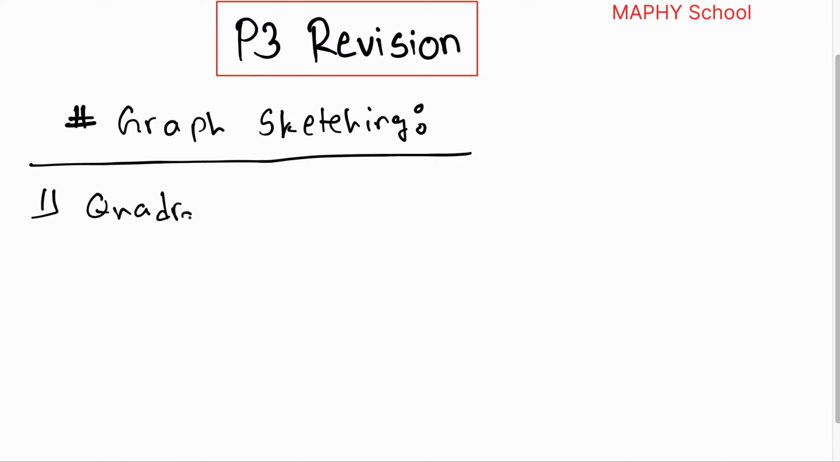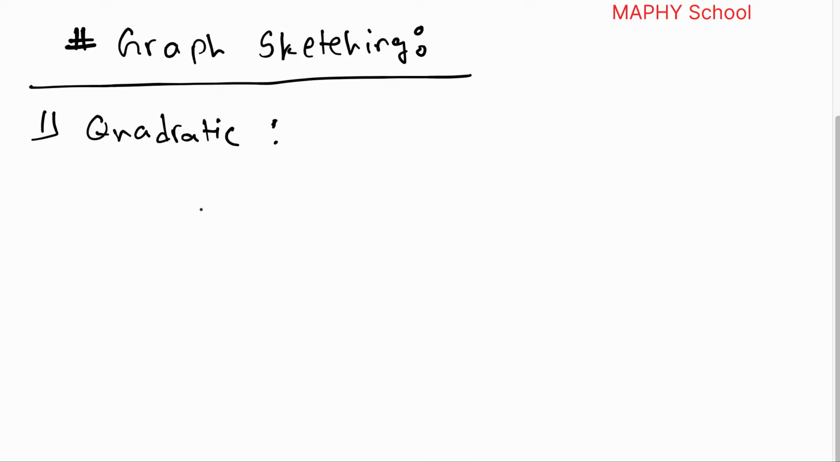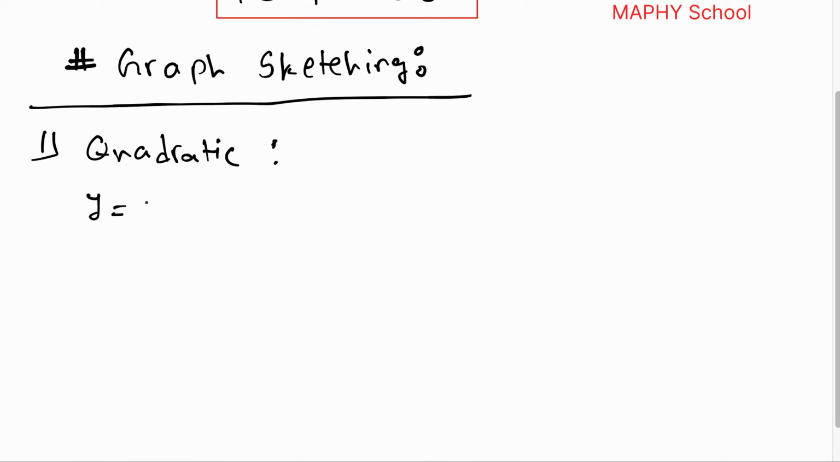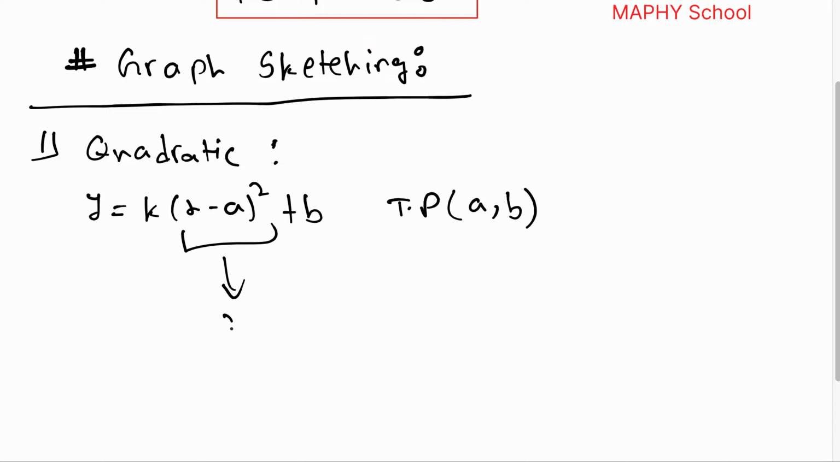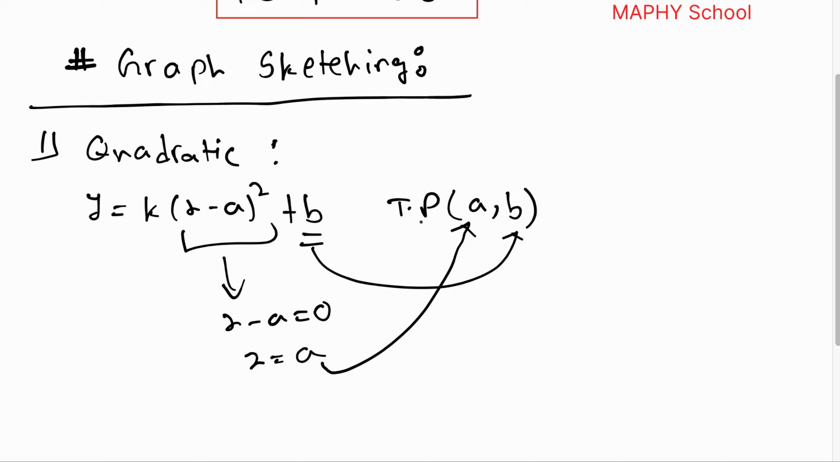We all know about the quadratic curve and it is easy. We can express this in this way: y equals k(x minus a) whole squared plus b. Here the turning point is (a, b). How do we consider this? x minus a is equal to 0, so x equals a. So the x coordinate of the turning point is a and the y coordinate is b, and it is in complete square form.